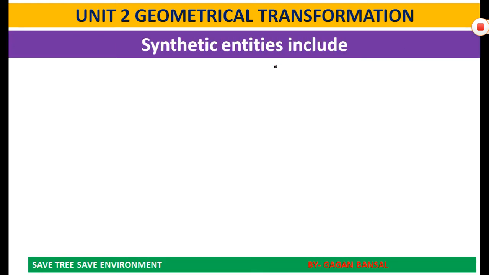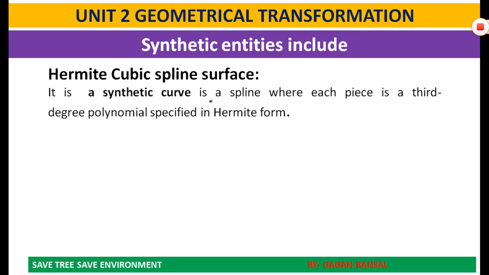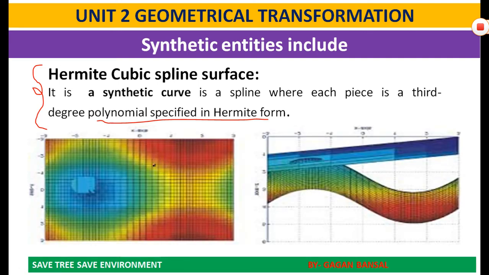Next are synthetic entities. It includes Hermite cubic spline surface. What is Hermite cubic spline surface? It is a very effective smooth surface. It is a synthetic curve, a spline, where each piece is a third degree polynomial specified in Hermite form. What is a third degree polynomial? This we will be studying in the next lecture, but for now we can understand that Hermite cubic spline surface is one of the synthetic entities of surface modeling. So this kind of smooth third degree polynomial curves are formed using the synthetic entity known as Hermite cubic spline surface.